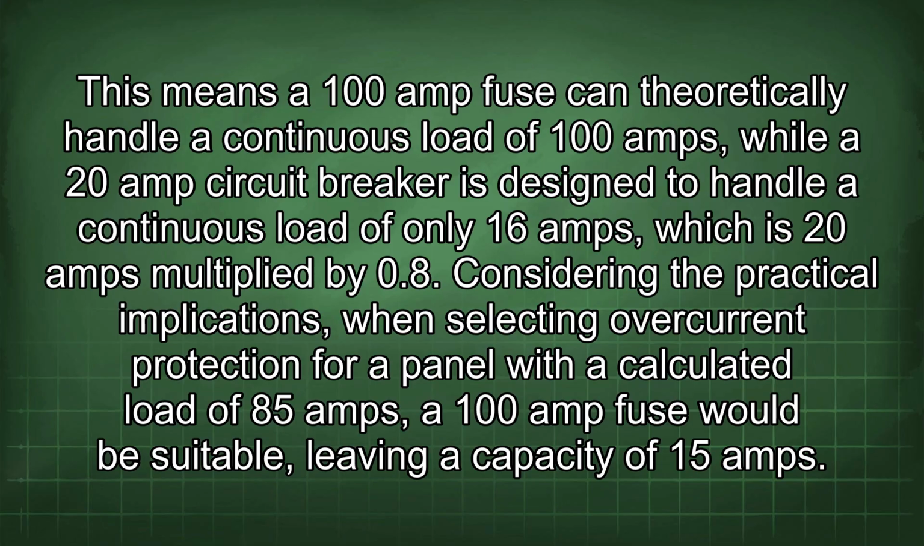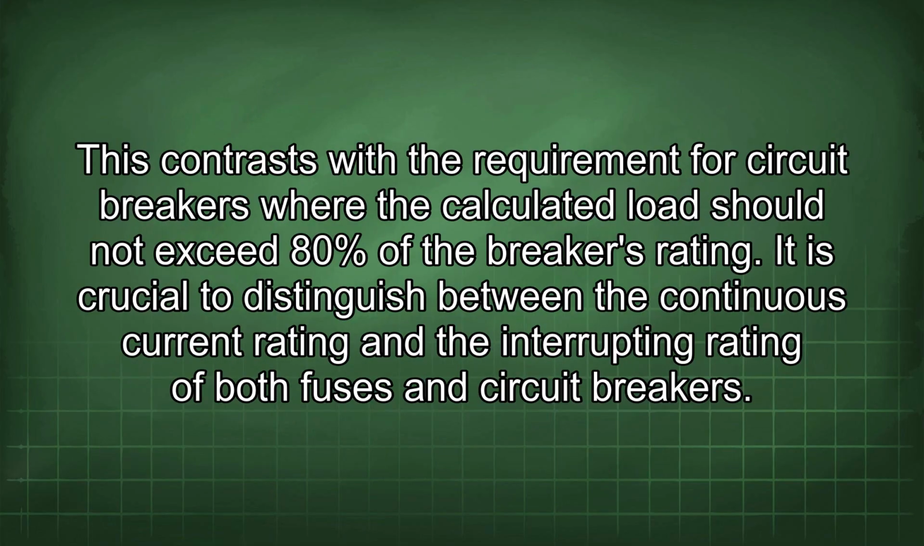Considering the practical implications, when selecting overcurrent protection for a panel with a calculated load of 85 amps, a 100 amp fuse would be suitable, leaving a capacity of 15 amps. This contrasts with the requirement for circuit breakers where the calculated load should not exceed 80% of the breaker's rating.